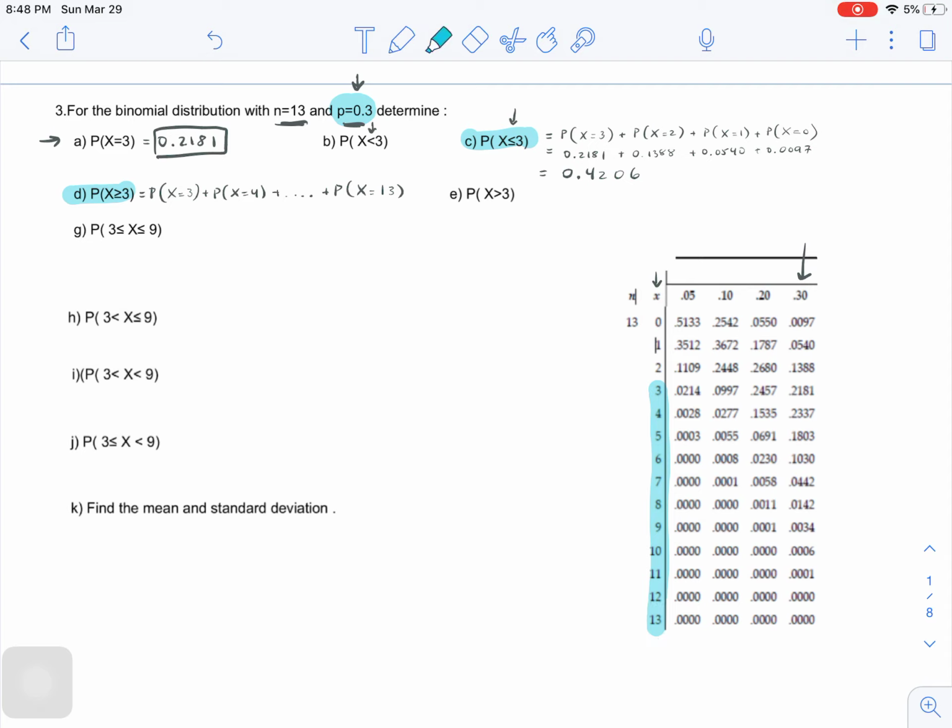So I want to add up the corresponding probabilities. So I want to add up 0.2181 plus 0.2337 plus 0.1803 plus all of these values till I get to the very bottom, to 0.0000. So if I put that all into my calculator, and you want to be careful here, once you're putting in a lot of numbers into your calculator, you want to be really careful that you're keying them all in correctly. So the probability that x is greater than or equal to 3, you should get 0.7975.